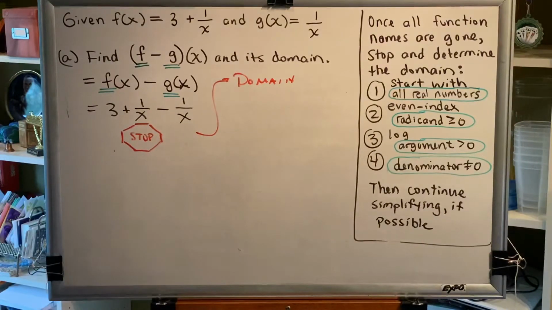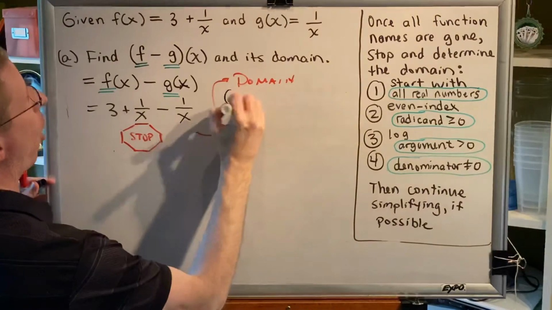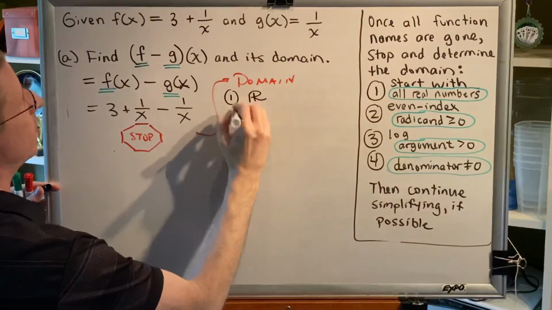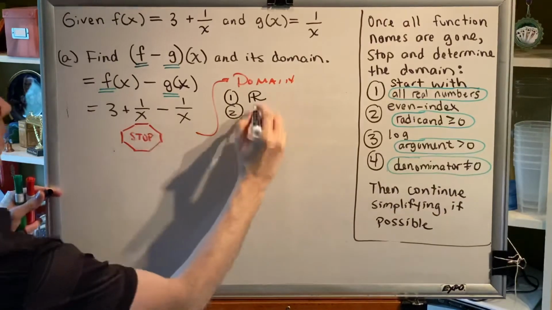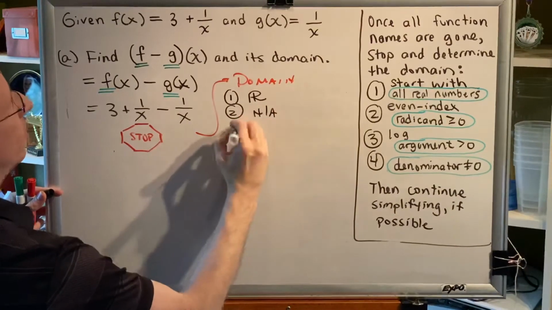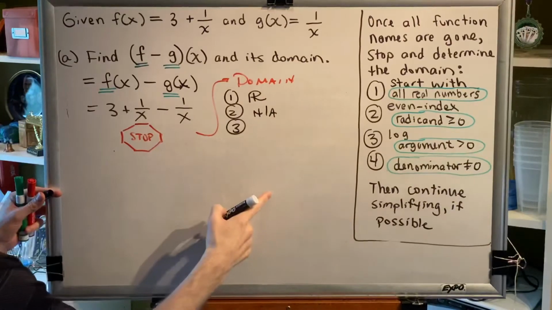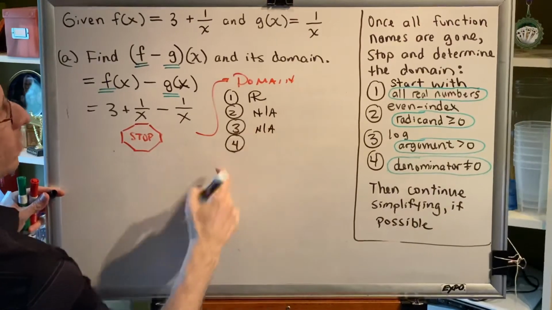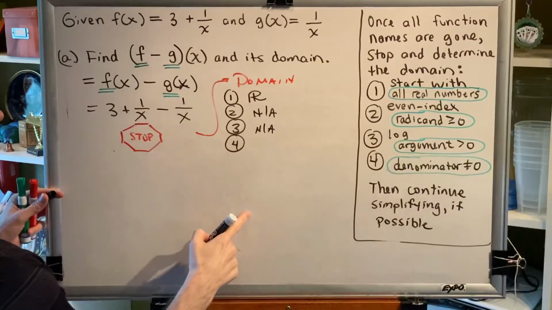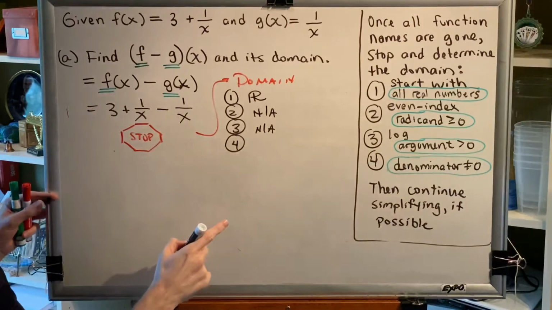All right, let's begin. Step 1, start with all real numbers. Step 2, even radicands greater than or equal to 0. There are none. Step 3, log arguments greater than 0. There are none. Step 4, denominators not equal to 0. Here's where we have a task to complete.